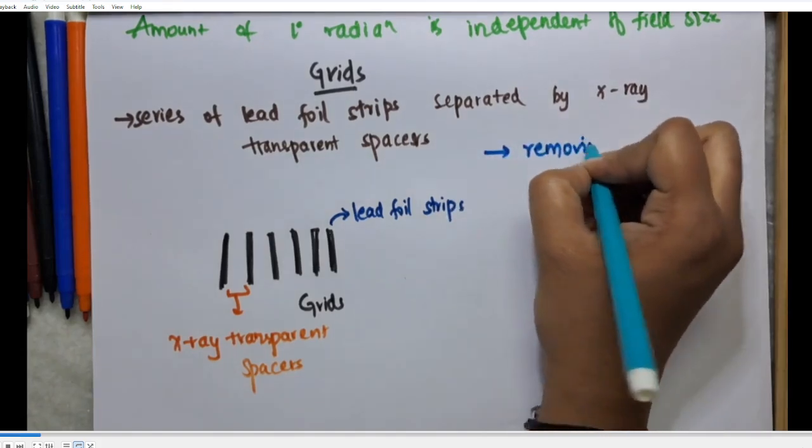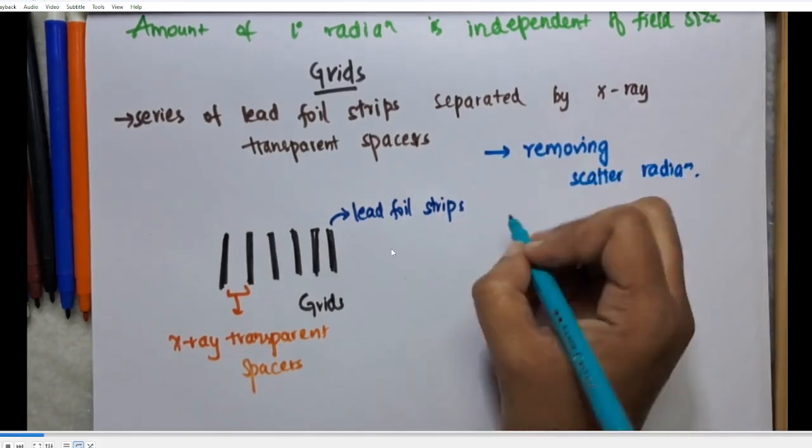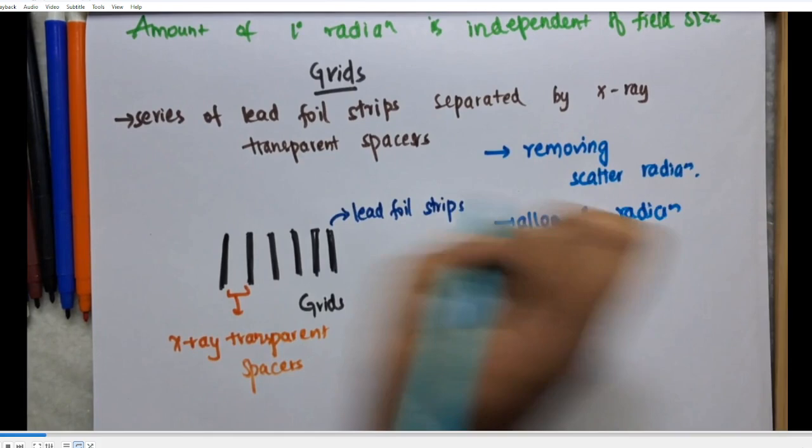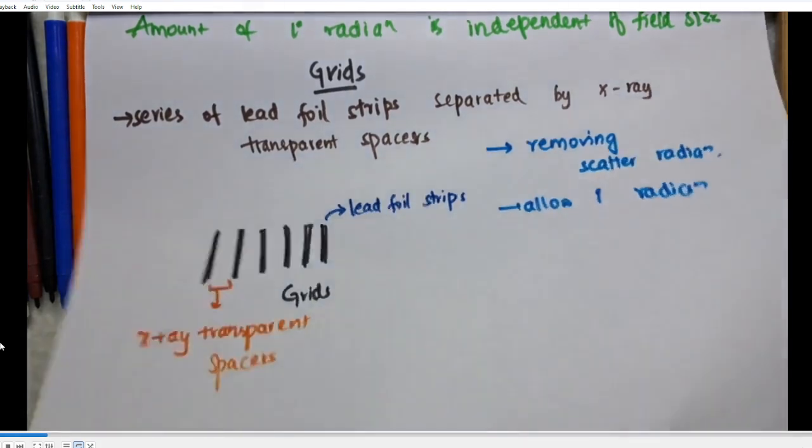This was invented by Dr. Gustav Bucky in 1913, and it is still the most effective way for removing the scatter radiation.